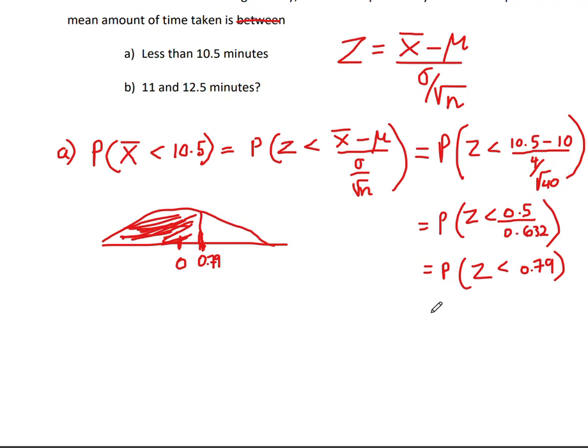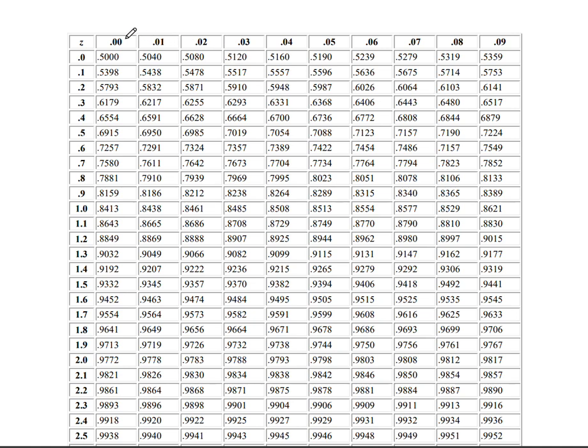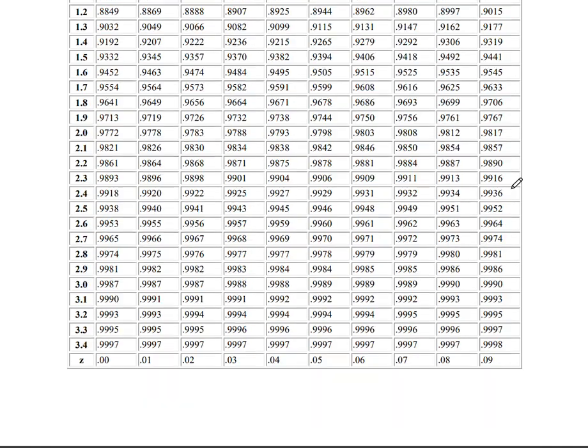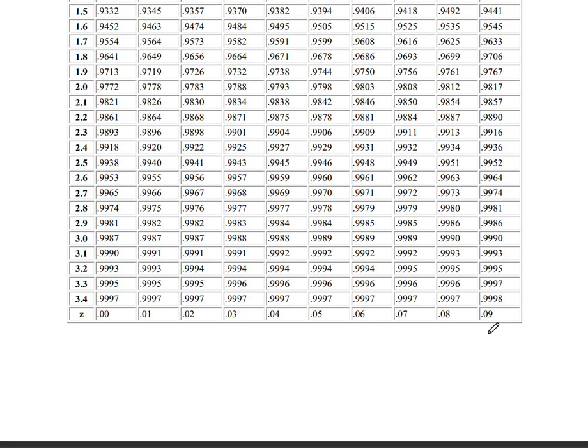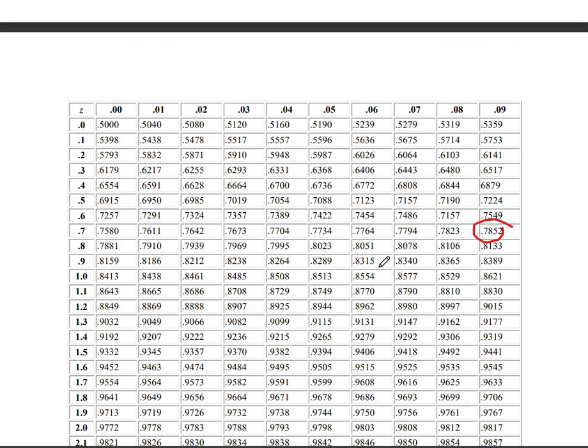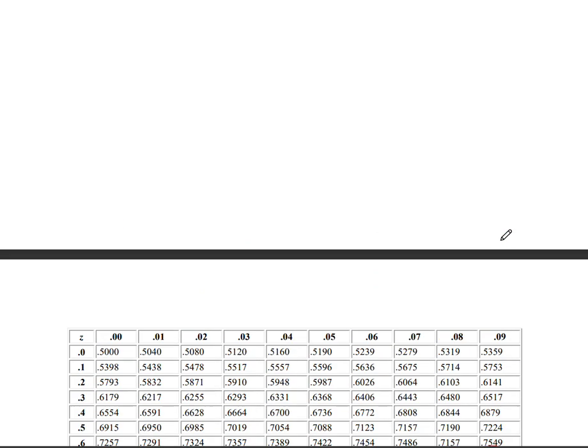So to get the probability of the area to the left of 0.79, all I need to do is go to the standard normal table and go into the z column. I go down to 0.7 and then across on the 9, and the reading for that is 0.7852. This is a full table, meaning that the total probability goes up to 1 roughly. So we go down in the z column to 0.7 and then across on the 9, and the probability reading for that is 0.7852.